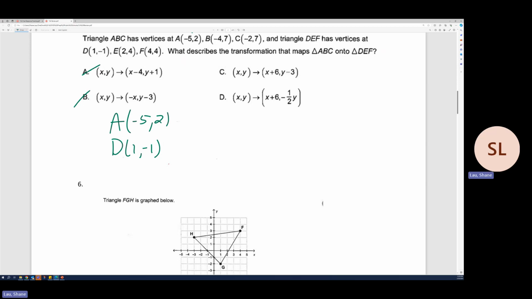So because of A and D, we can't use A and D anymore, let's use a different point. B, -4, 7, and E, 2, 4. And you can confirm if X still works, and it should, right? If we add 6 to our X values from B to E, then they do match up. That's good. But we have to figure out, well, which one of these Y values works? So y minus 3 from 7 to 4, that's correct. But if I do 7 times -1/2, I do not get 4 as my answer. Therefore, C must be the correct answer here.